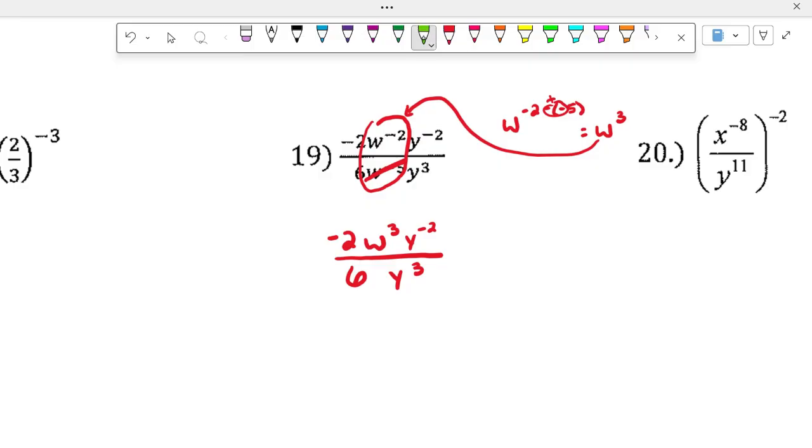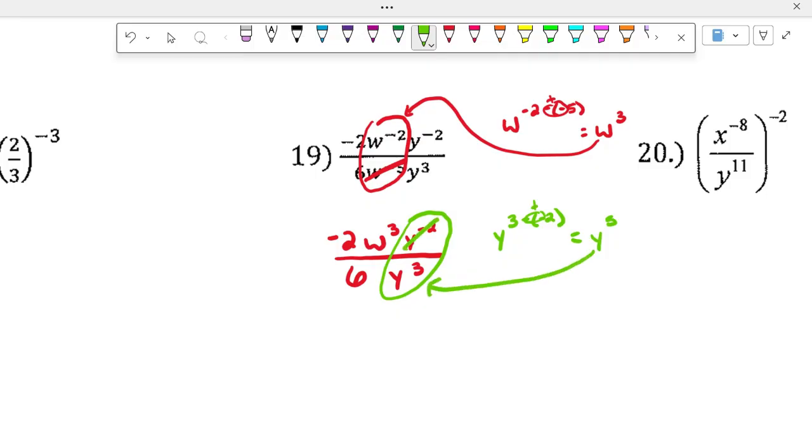We can do the Y's. So we can do another quotient rule with the Y's. So if I do big minus small, which one's my big? The 3 is my big. So I'm doing 3 minus negative 2. All right, so that's a plus. So what's 3 plus 2? 5. Now where's it going to go, top or bottom? It's going to go in the bottom because that's where my big was.